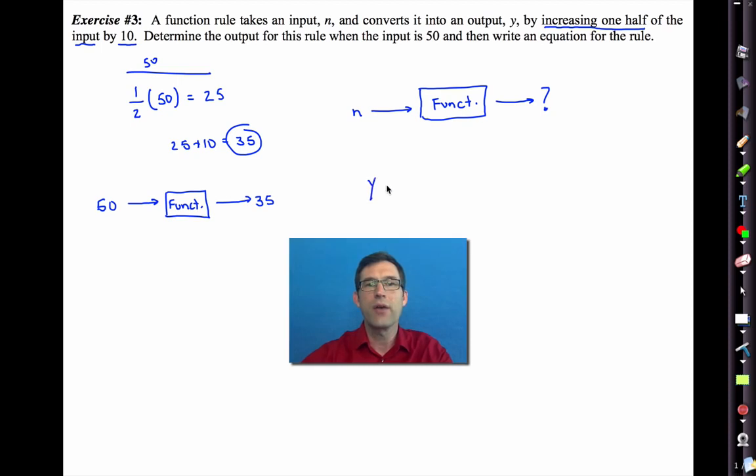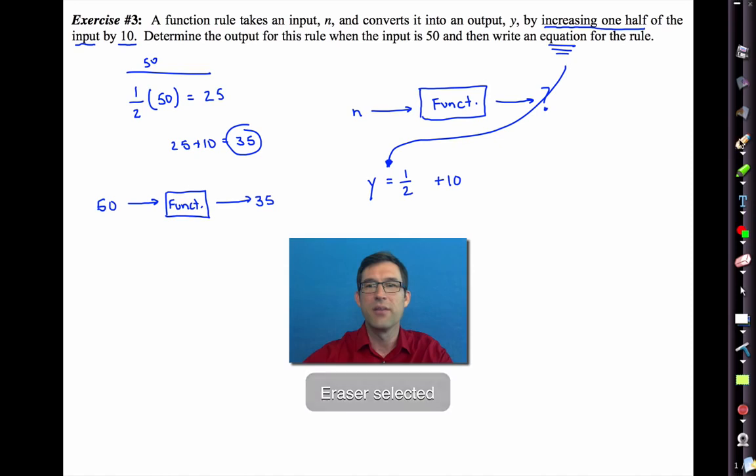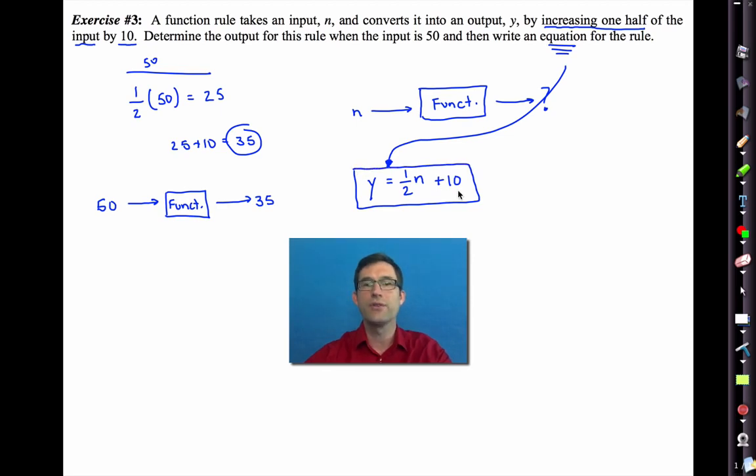Well, we've got to write a function rule here, and that's going to be an equation. An equation has to have an equal sign, folks. Don't forget it, okay? Now, what gives us our output? Well, we take our input and we find 1/2 of it. We could either multiply by 1/2 or divide by 2, your choice. And then we're going to increase it by 10. Let me make a better n for you. So there it is. There's our function rule in equation form.